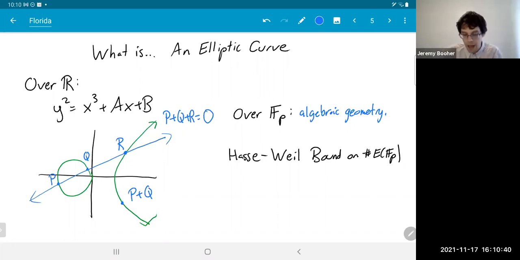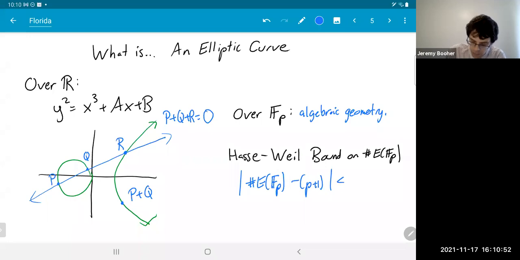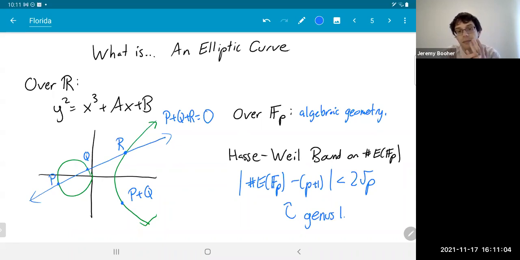This is the Hasse-Weil bound. And roughly, it says that the number of points on the curve is around p plus 1. If you look at that difference and take the absolute value, it's bounded by 2 times the square root of p. And this is really a consequence of geometric facts, and in particular, the exact bound I get depends on the fact that I have a genus 1 curve.